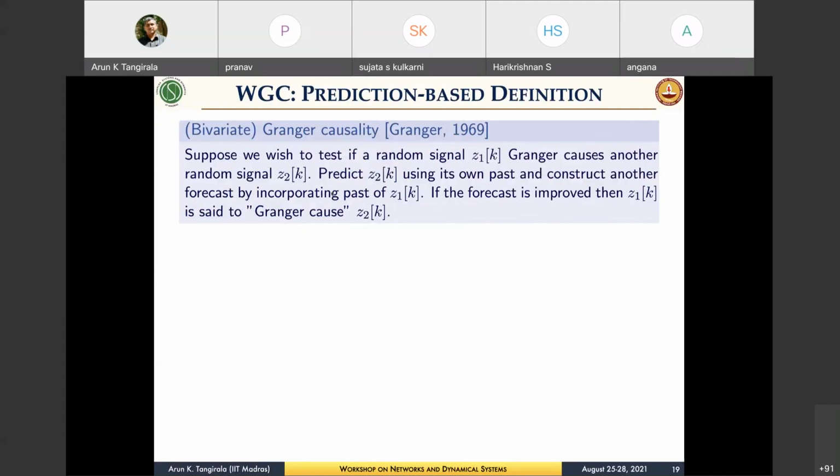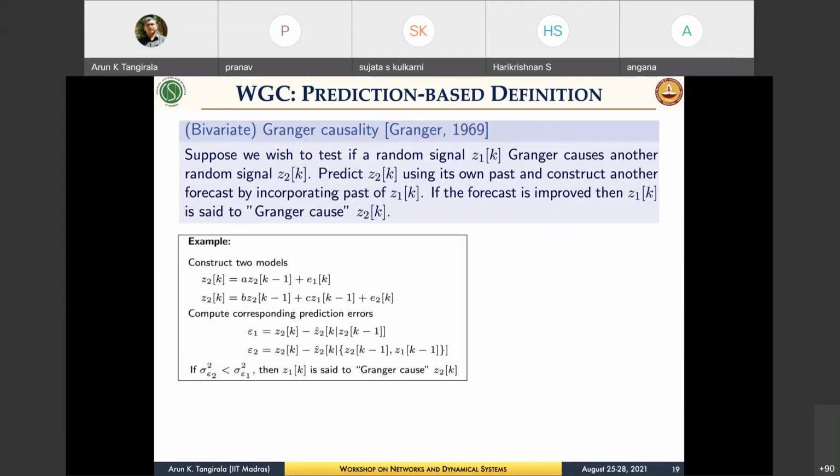Unfortunately, many sections of the literature don't focus on this and simply jump straight away to this, which is okay, but then a holistic picture is missed out on. So what is the idea? You predict Z2, let us say, using its own past, you construct prediction 1, excluding Z1. And now you construct another prediction of Z2, including the past of Z1. If the forecast is improved, then we conclude that Z1 Granger causes Z2.